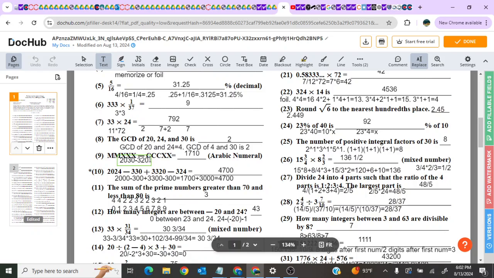10 approximation problem. Well, a lot of these 10s in 1's place don't really matter, so get rid of them. 2,000 minus 300 plus 3,300 minus 300. 1,700 plus 3,000, if you want to simplify that, and you get 4,700.